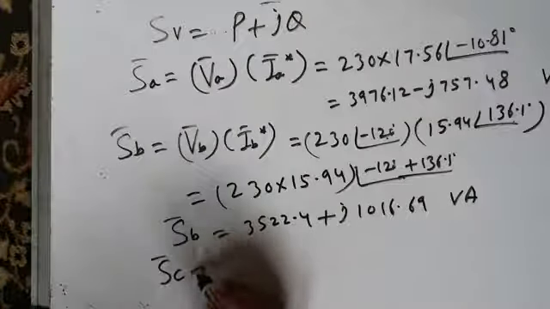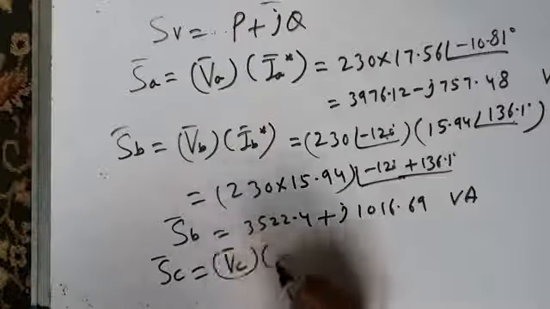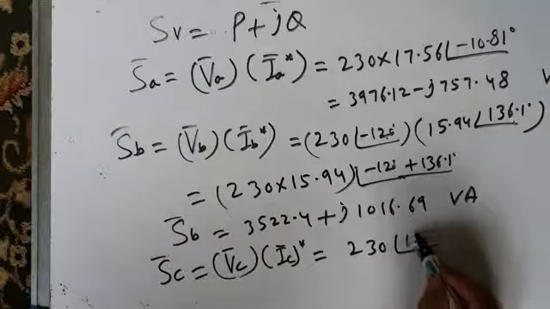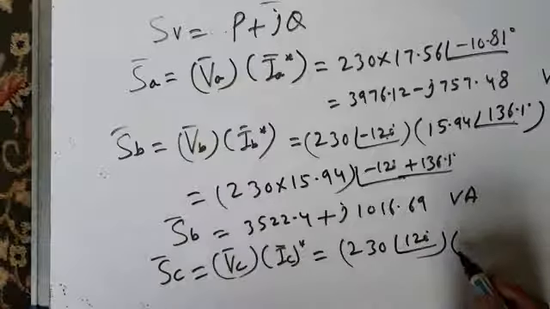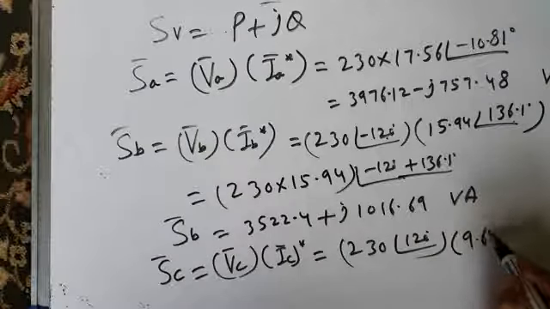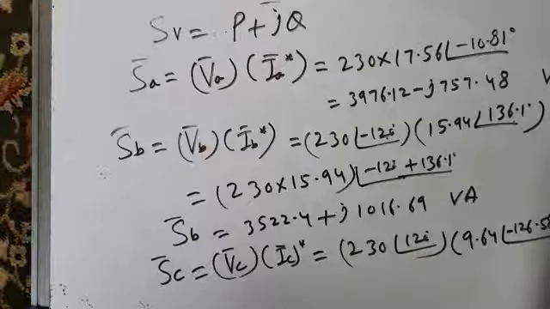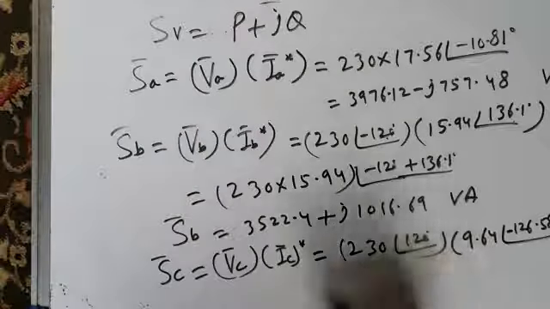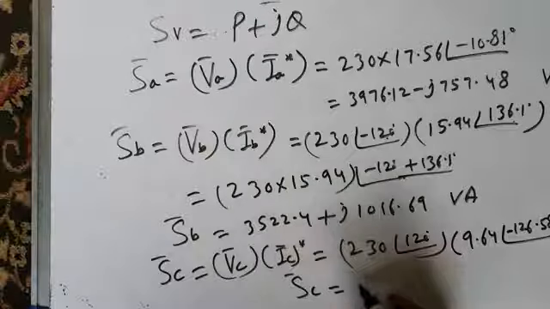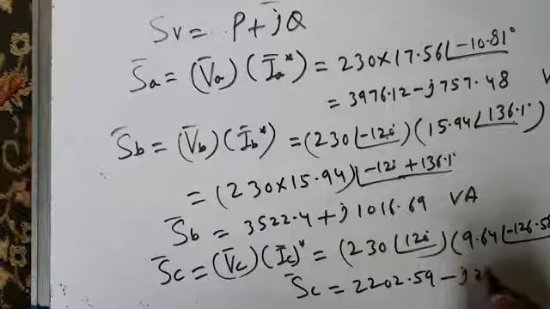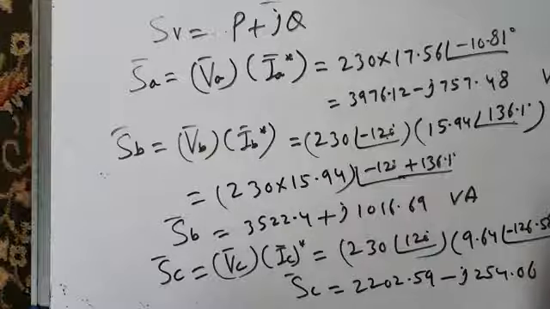Similarly, you can find SC. SC is VC into IC complex conjugate. VC is 230 at an angle of plus 120 degrees. And IC we found a while back, 9.64 at an angle of 126.58 degrees, but when we take its complex conjugate, it will be minus. So multiply these and that will give us SC, the apparent power associated with phase C, as 2202.59 real part minus j254.06, volt ampere.